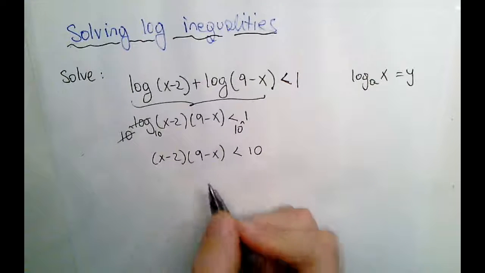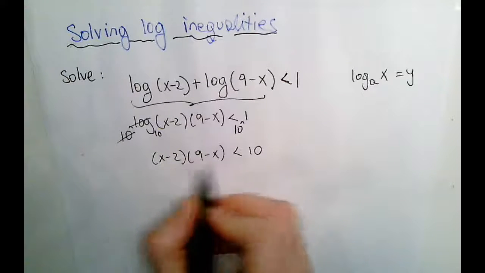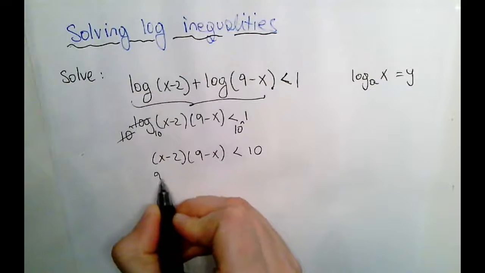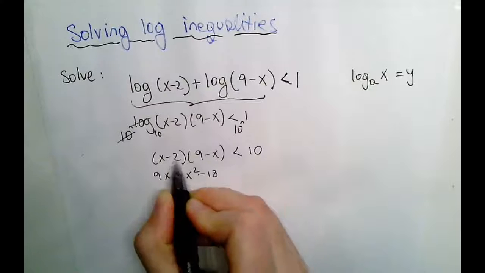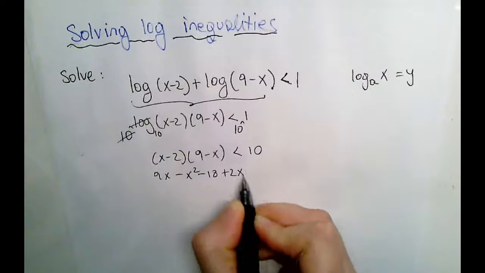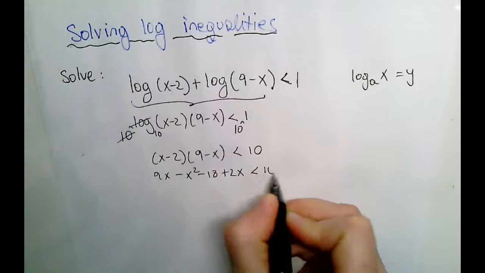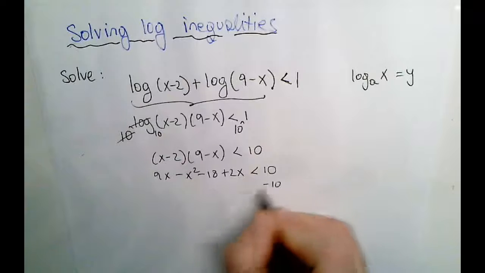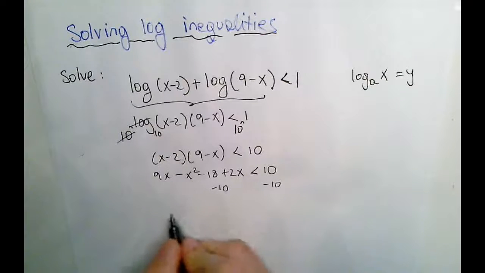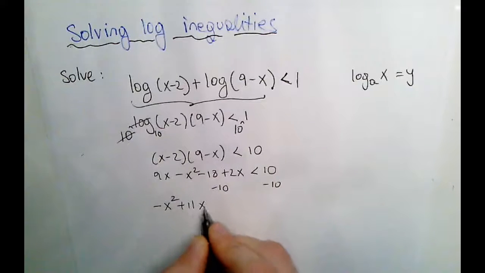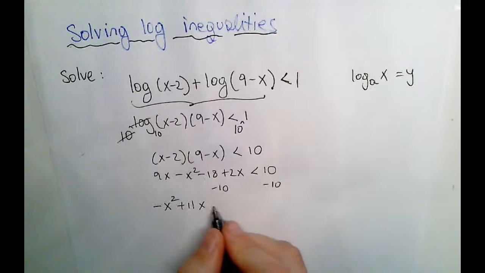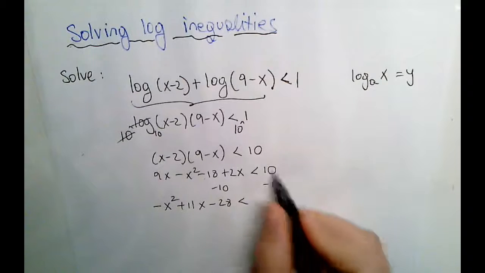So let's solve this. I'm going to FOIL this. So I'm going to have 9x minus x squared minus 18 plus 2x less than 10. And I can subtract the 10 from both sides. I can write it as negative x squared, 9x plus 2x is 11x, and then negative 18 plus negative 10 is negative 28, less than or equal to 0.